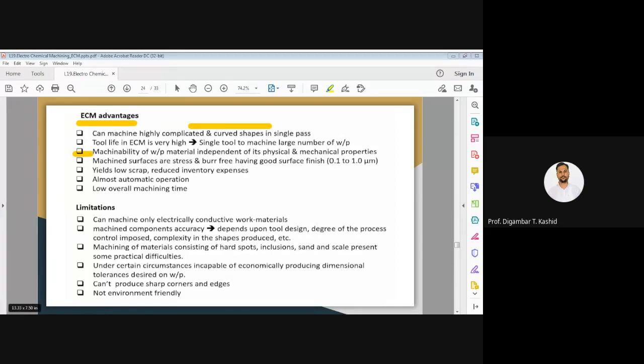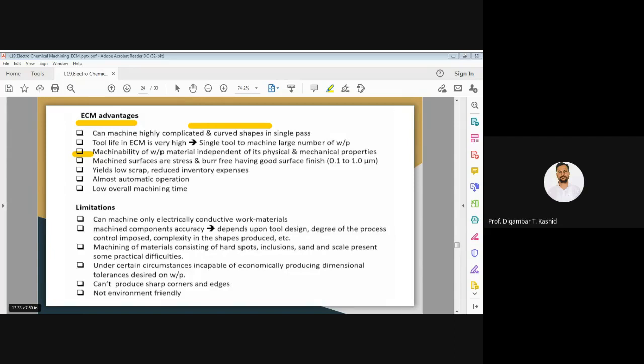The next advantage is that the surfaces machined using this ECM technique are trace and burr free, and have good surface finish. You can achieve 0.1 to 1 micron surface finish using this ECM process.